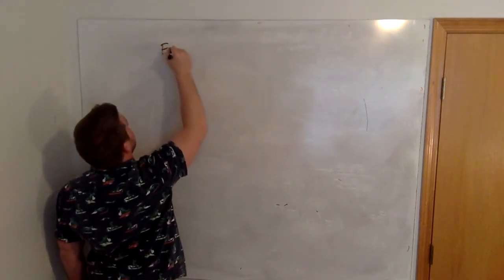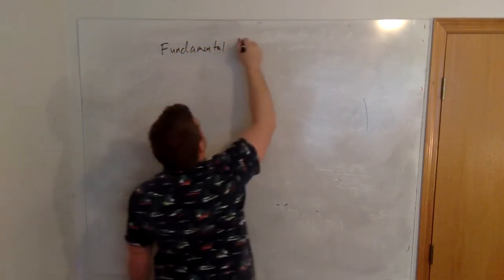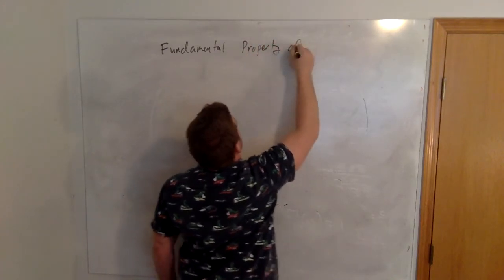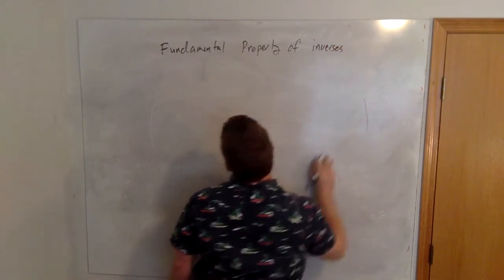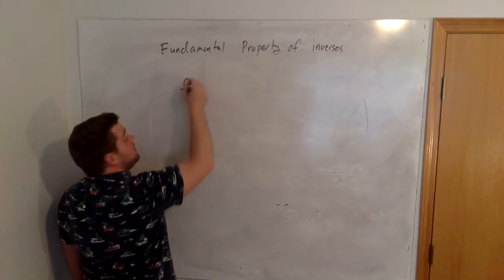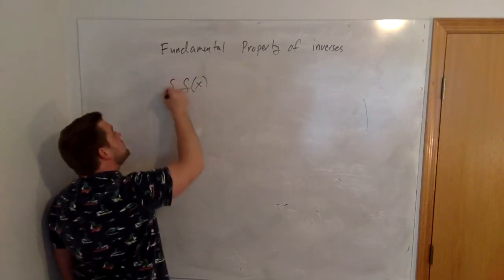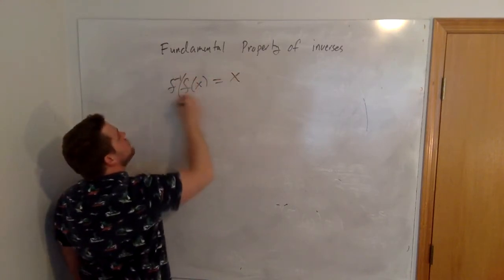The fundamental property of inverses. This is what it says. If you take a value x, you plug it into your function, you take that output, you plug it into the inverse, you're back to where you started. These functions undo one another.